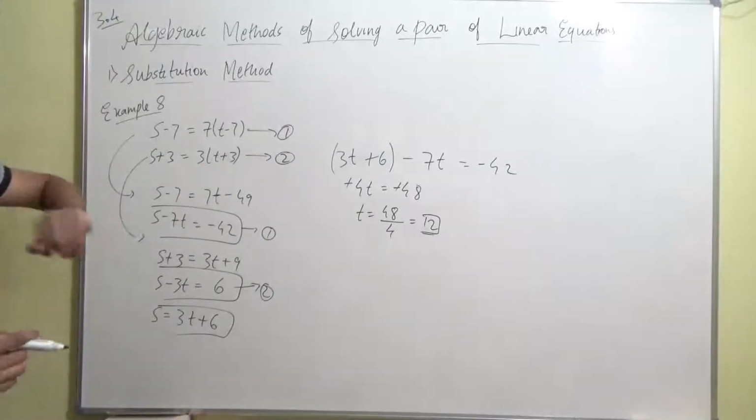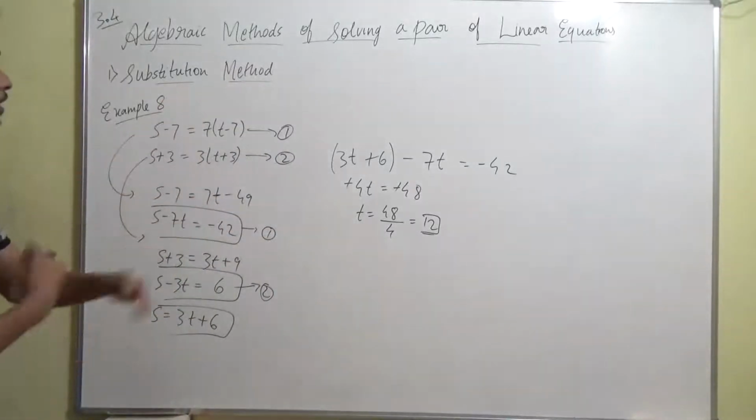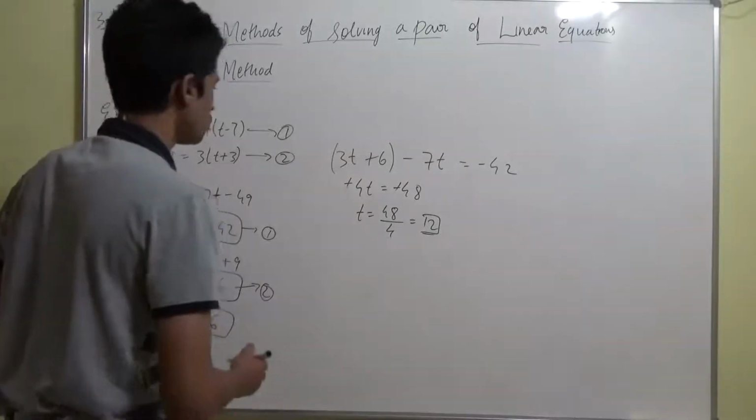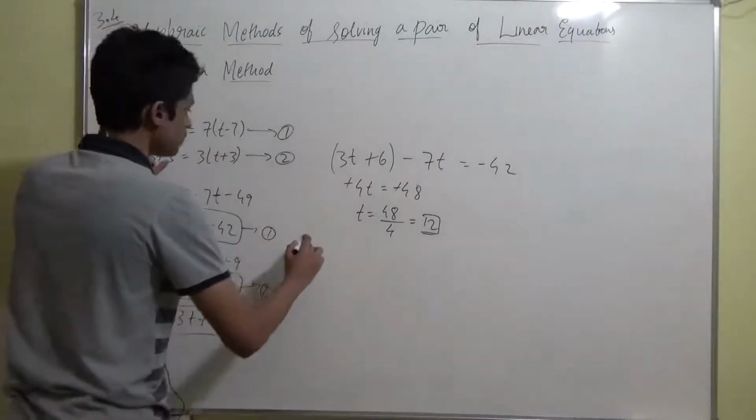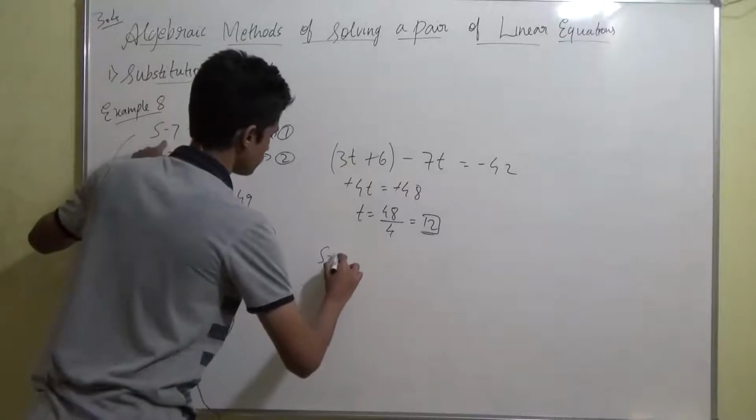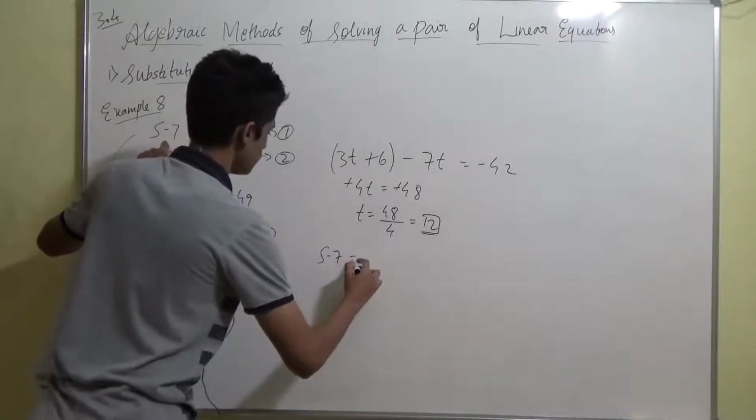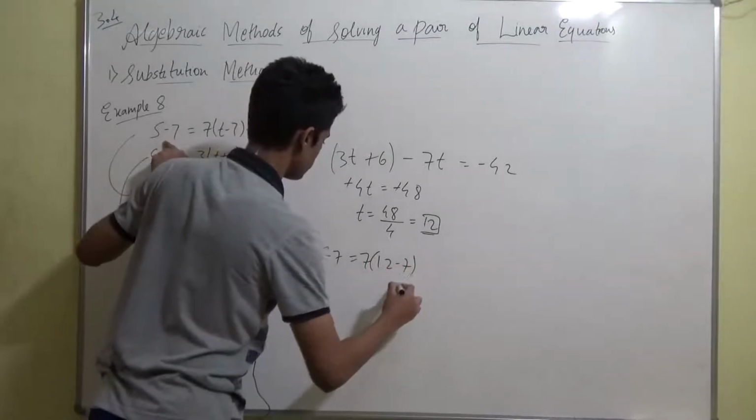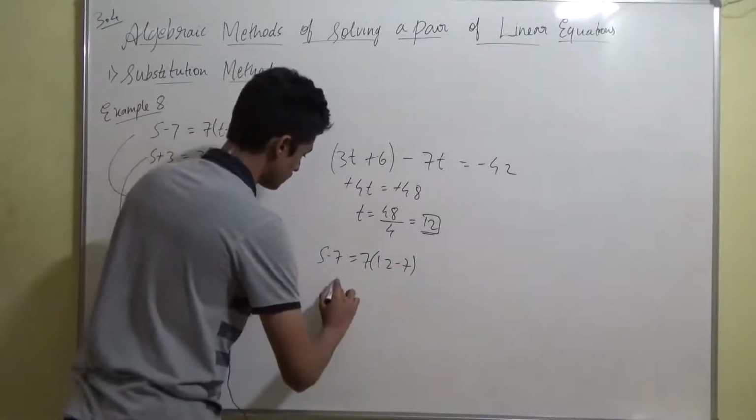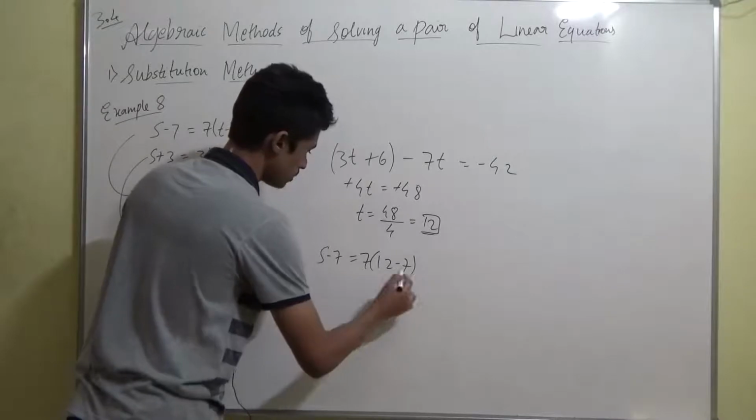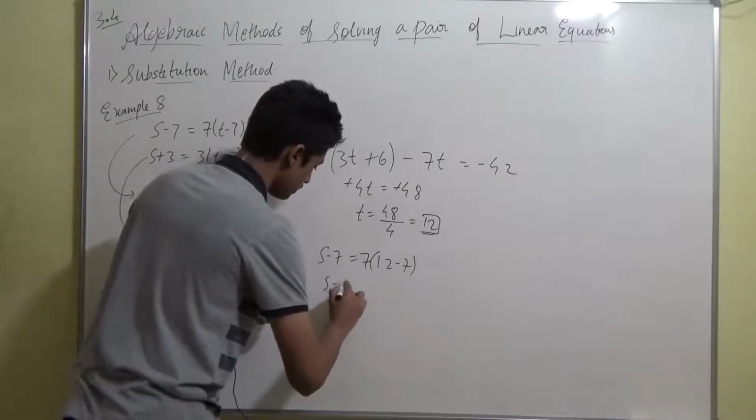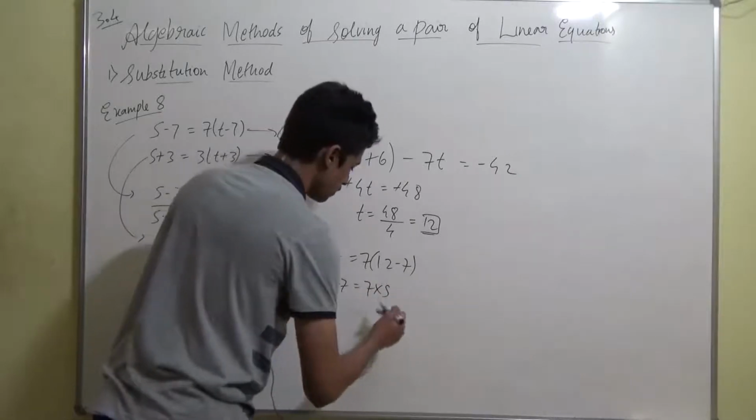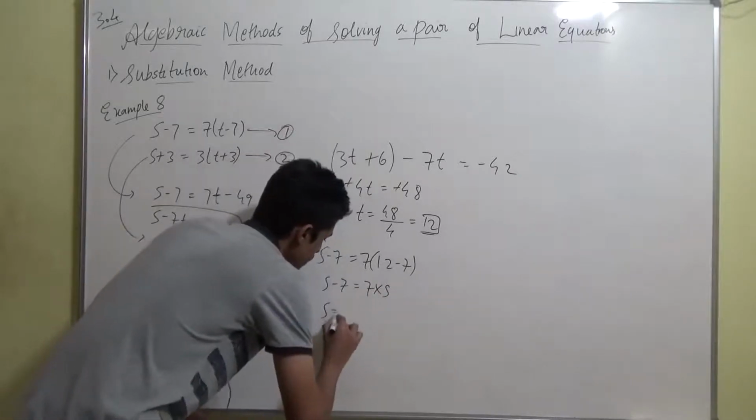Now put this value of t in any of these equations, you will get the value of s. Let's take the first equation, guys. In the first equation, we'll put the value of t. s minus 7 equal to 7 into 12 minus 7, right? So this will become 5. s minus 7 equal to 7 into 5. This will become 35. s will be equal to 35.